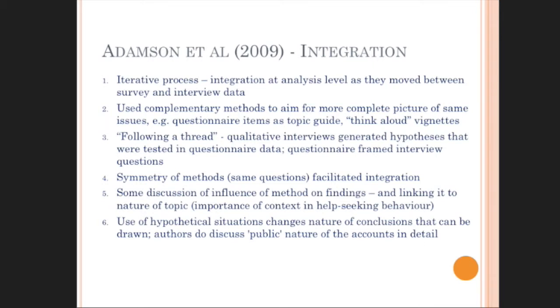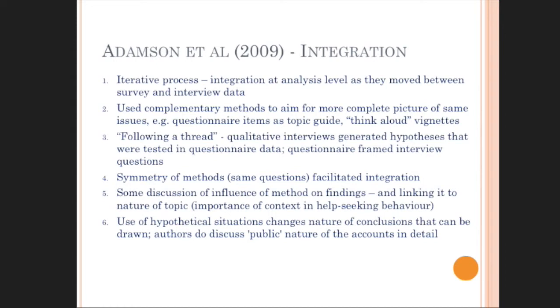They use these methods that seem to be very complementary, and they generate hypotheses from one to the other. I think the symmetry of methods with the questions seems to have facilitated their ability to do this, but at the same time, they don't give a lot of detail about how they did those interviews using the questionnaire. It would be interesting had they done a bit more reflection on the different methods and how they produce different kinds of answers because of an artifact of method.